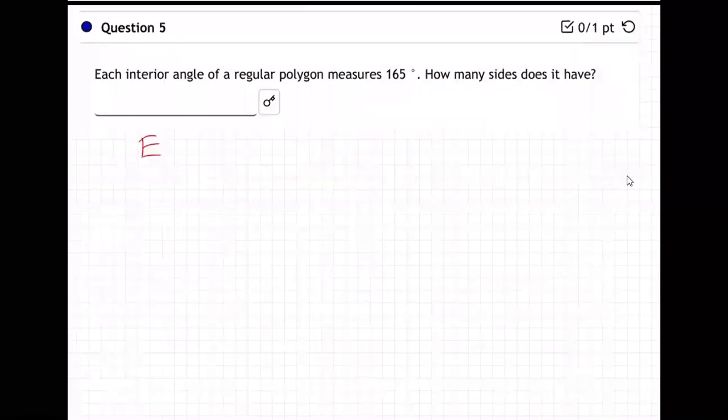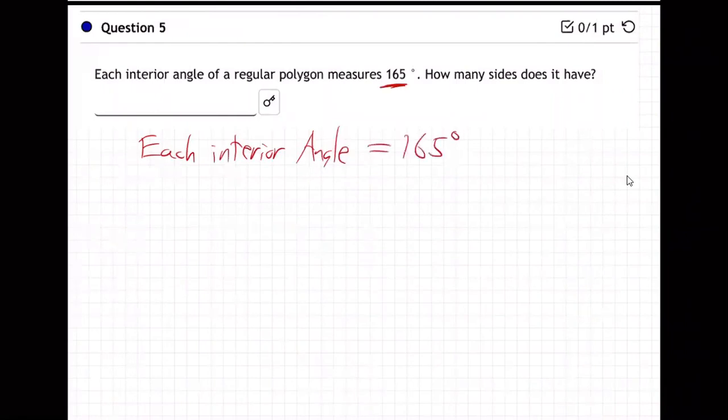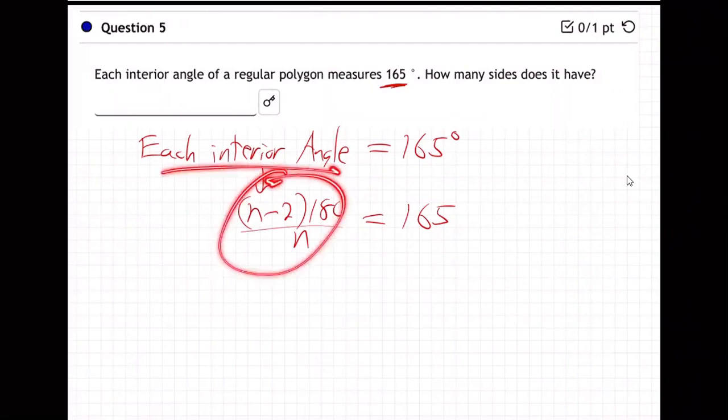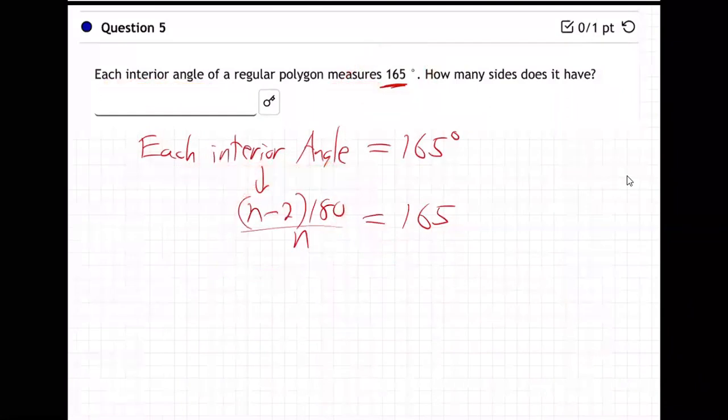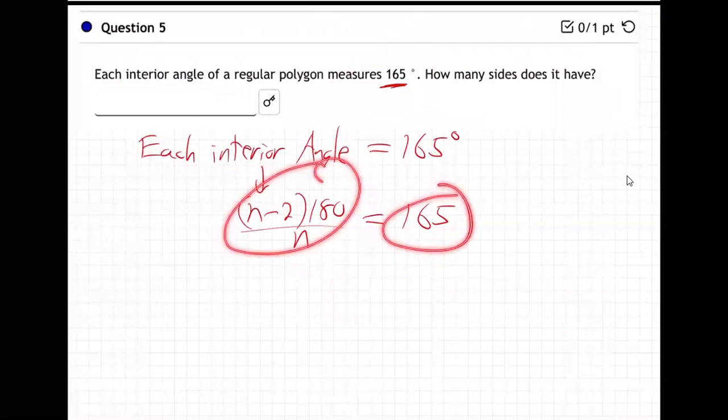Each interior angle, and they're telling me it measures 165. And what's the formula? n minus 2 times 180 all over n equals 165. Is that making sense? So I just grabbed the formula for interior angles, and they're telling me each angle measures 165 degrees. So they're telling me that formula equals 165.